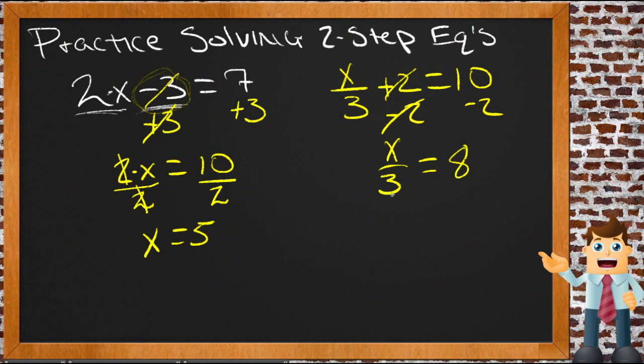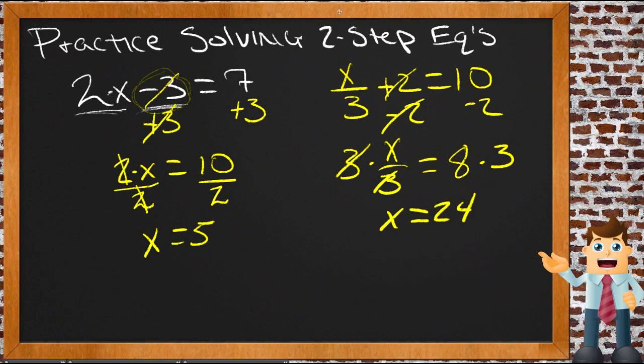We want to get rid of that divided by 3, so we're going to multiply, which is the opposite. Same thing to both sides. 3 times x divided by 3 is the same as just x. So x equals 8 times 3, that's 24.